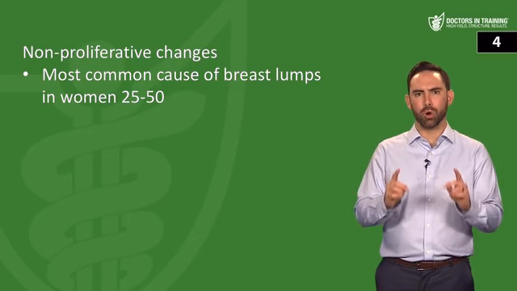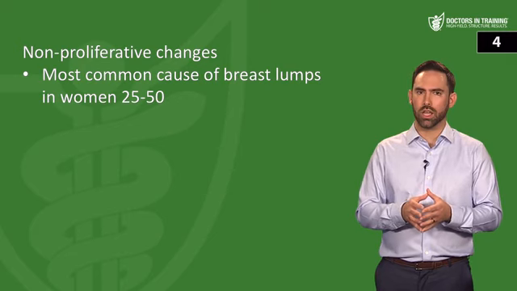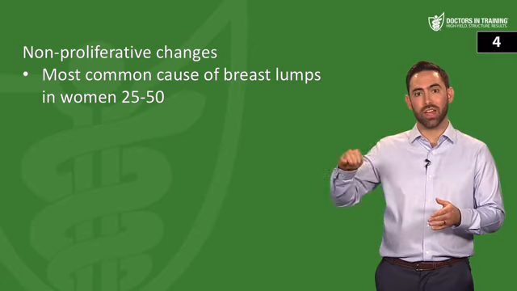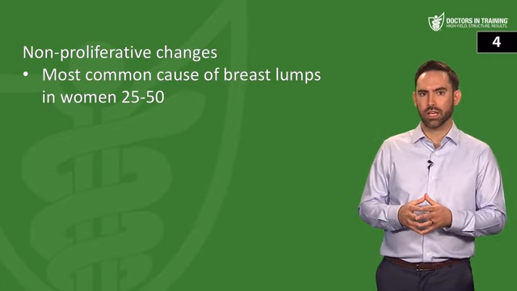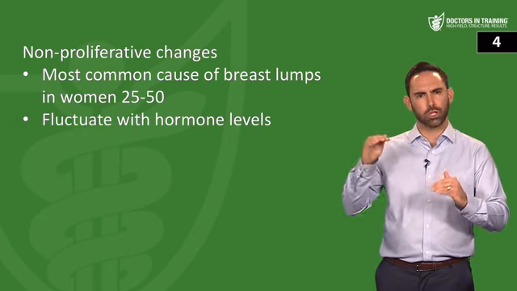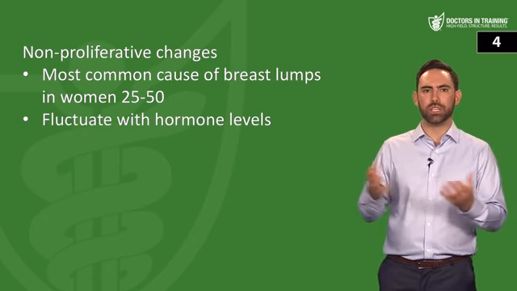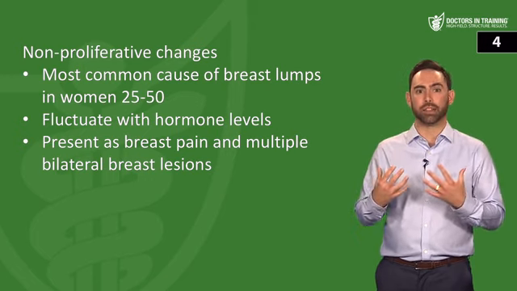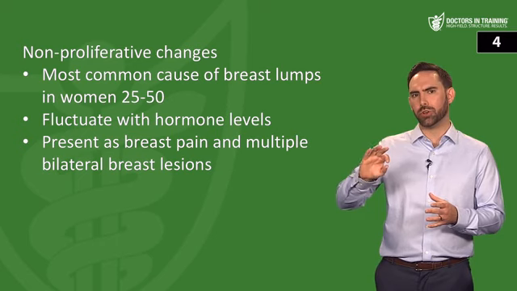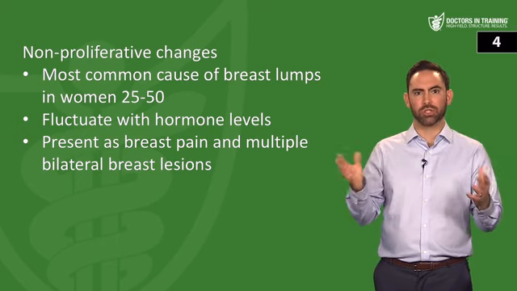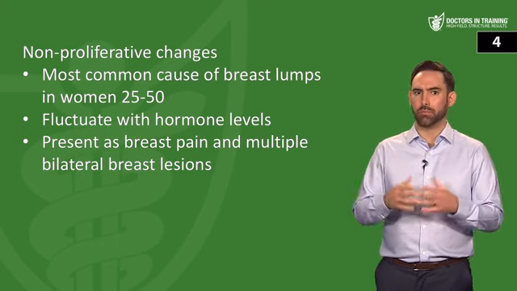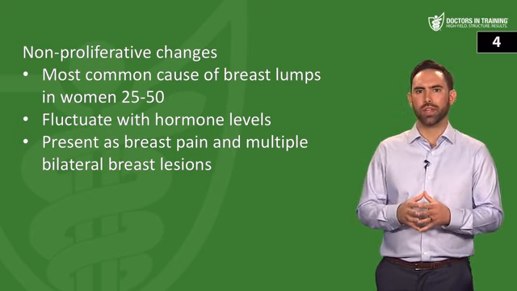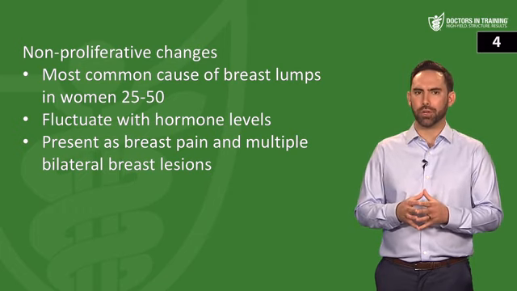Non-proliferative changes are the most common cause of breast lumps in women ages 25 to about 50, when menopause happens. The reason that they become less common after menopause is that these fibrocystic changes fluctuate with hormone levels. Clinically, these patients present just before their periods complaining of breast pain and multiple bilateral breast lesions. Again, these are hormone sensitive and these changes fluctuate in size over the course of the menstrual cycle. They tend to be worst just before menstruation, and then it regresses somewhat after the period is completed.